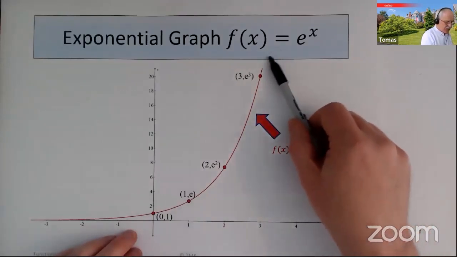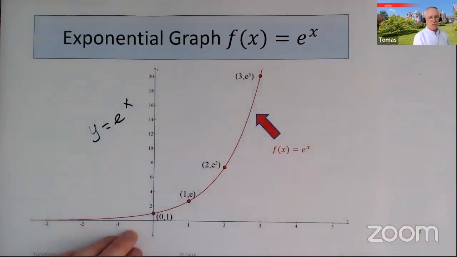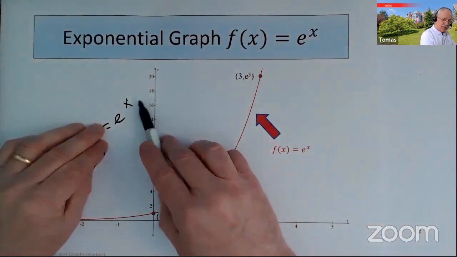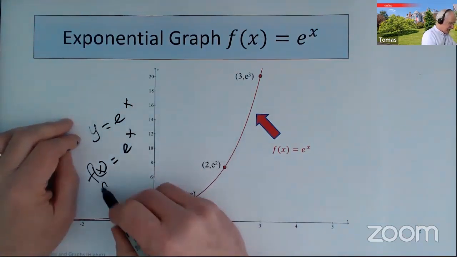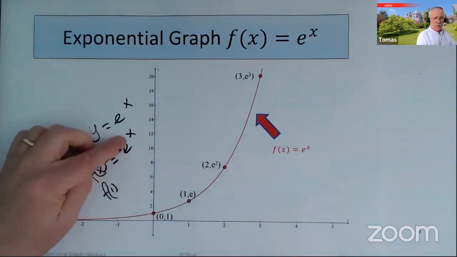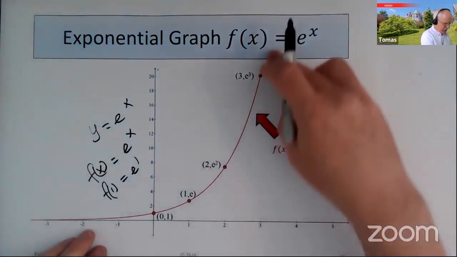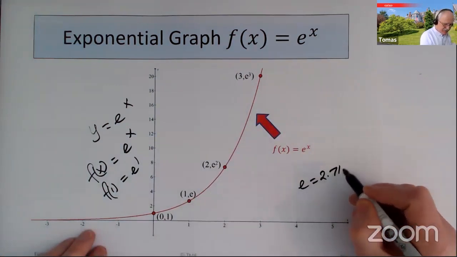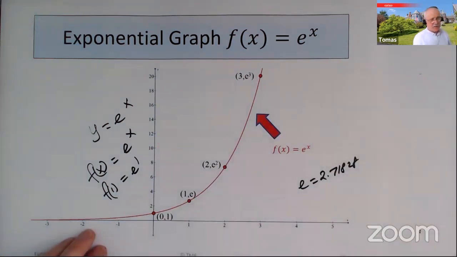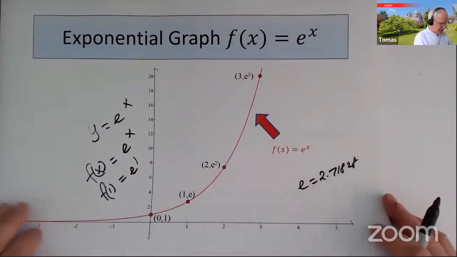If somebody said draw the graph of y is equal to e to the x, I say, what's the value when f of x is equal to e to the x? What's f of 1? e to the 1. What's f of 2? e to the 2. e to the 3. I draw the graph. And e, of course, is 2.71828 or whatever, and it's on your calculator anyway. So that's the answer to that. So that's how you solve that.